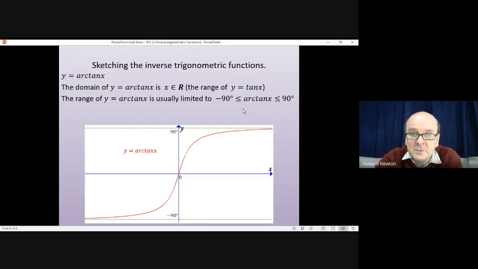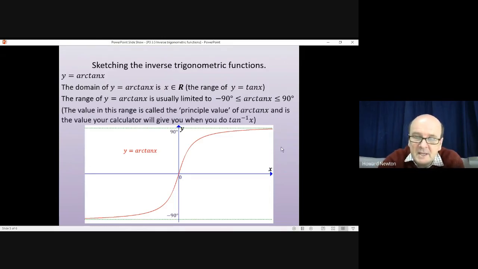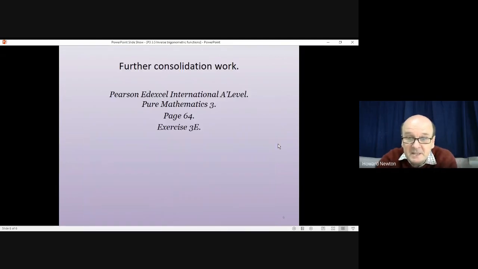The range of arc tan, or inverse tan, same as with sine and arc sine, is usually limited between minus 90 and plus 90 degrees. And again, that's called the principal value, and it is the value that your calculator will give you when you do inverse tan of x. And that gets us to the end of this lesson.